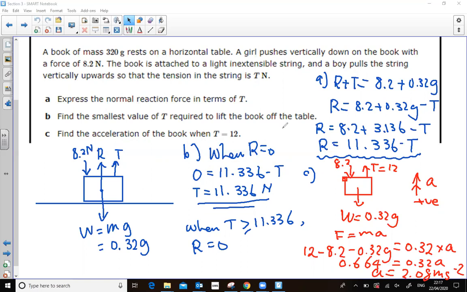Right. So hopefully you're okay with this question. Now let's look at one more question.